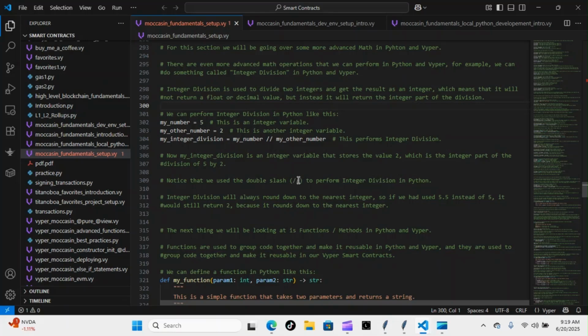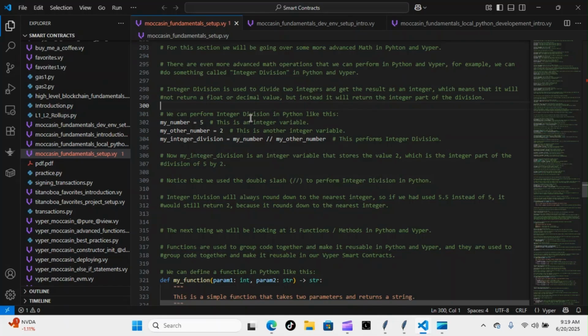Now also, we're using the double slash, and you'll notice that we only use the double slash in Viper as well, because Viper deals with precision. Also, because of the small contracts, it doesn't deal with floats or decimals. So that's one of the concepts that we went over with our advanced math in Python and Viper. I think that's one of the only ones we touched on.